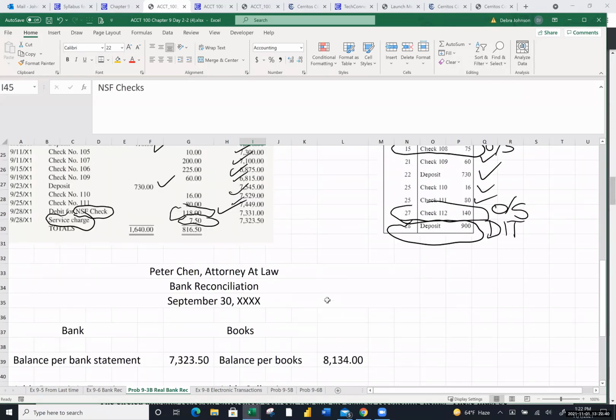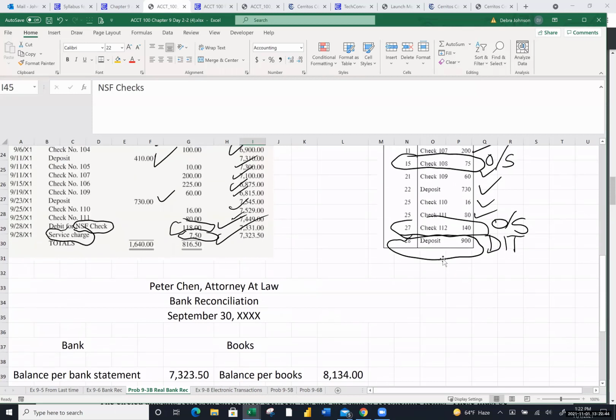So I can go check that one off. These other 3 on our side are things that we've already recorded, right? You see them here. We've recorded them, but the bank doesn't know about them. These are the timing differences. So I have 1 deposit in transit, which happened near the end of the month.